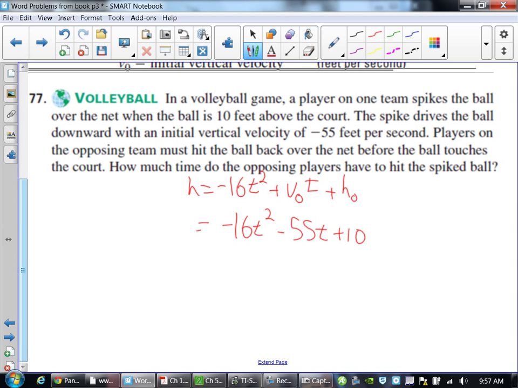So this right here is basically your quadratic that you're working with. So you're trying to solve for t in this case. There's one of two things you can do. You can try and factor it. What times what is negative 160 and you add together to get negative 55? Or one of the quicker ways of doing this, you could use your calculator, look for zeros, or you can use the quadratic formula.